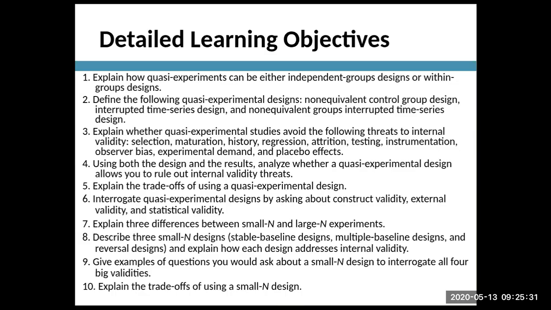So I'm going to describe 3 small n designs called stable baseline, multiple baseline, and reversal designs. And I'll explain how each of them tries to address internal validity in its own way.